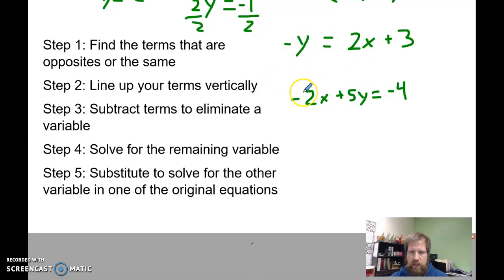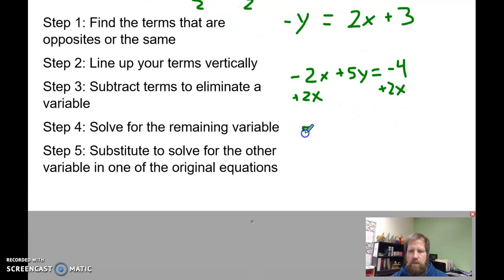So let's do this, and just because I prefer to get rid of negatives, let's move this negative over here. So we're going to add 2x, or sorry, move this x variable over here, and we're going to add 2x, and that'll give us our 5y equals 2x minus 4. And then I can bring down this other one. Doesn't matter which one is on top, so which one you're subtracting from.